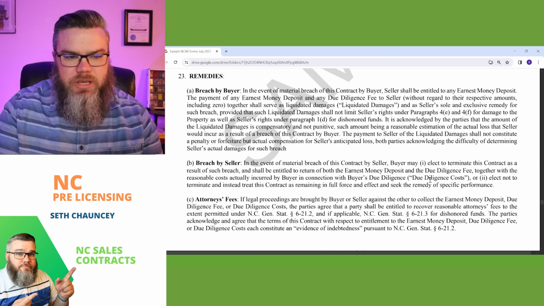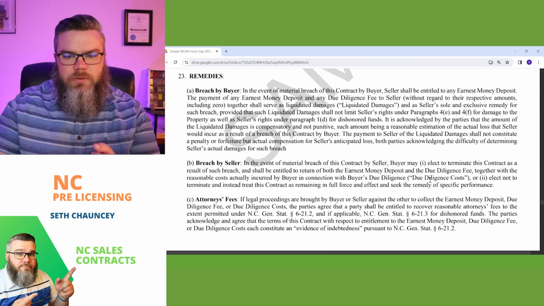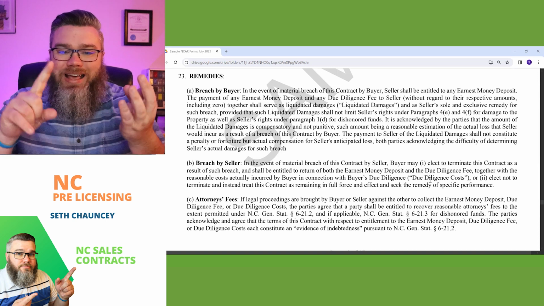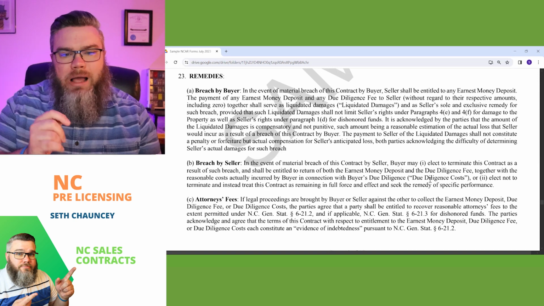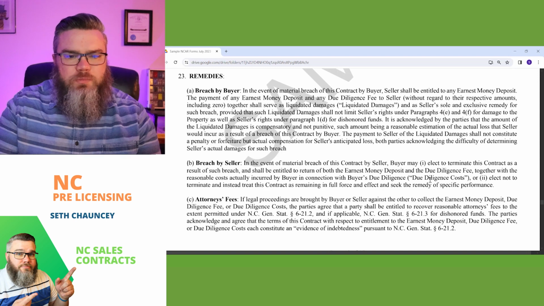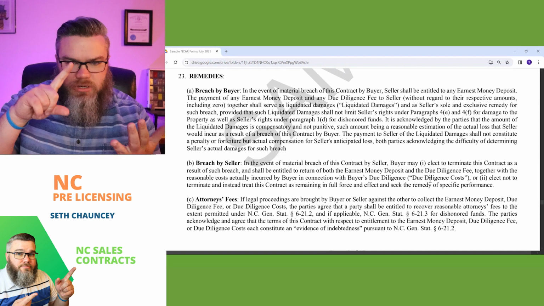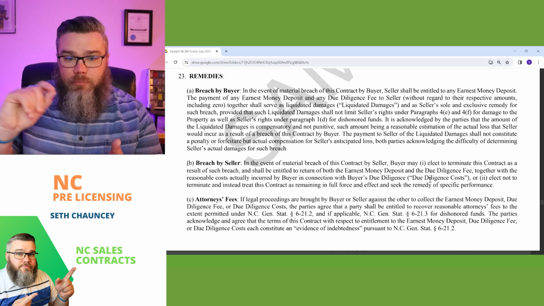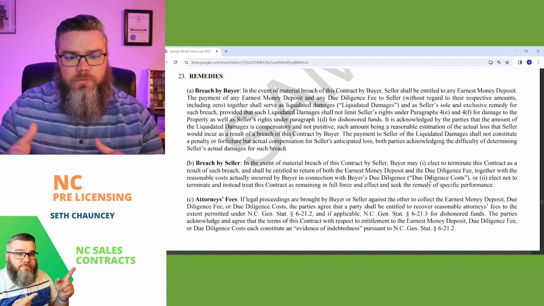So let's stop there for a second. If the seller breaches, they got to give you back your earnest money, they got to give you back your due diligence money, and they got to cut you a check for every dime you paid during due diligence. If you spent $6,000 on appraisals, investigations, and inspections, they would have to give you all of that back. So they got to pull out their checkbook and reimburse you, compensate you to where you were.